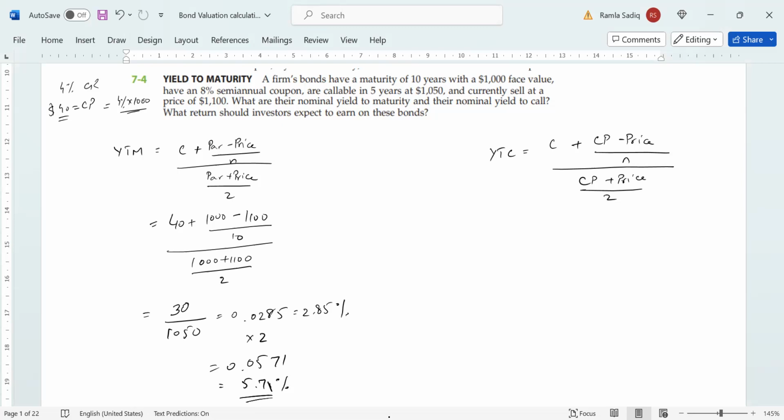Now that we're done with the first part, let's go over to our yield to call. And in our yield to call, we're going to plug in all of our necessary values. So we've got 40 for our coupon payment. Our call price is $1,050. And of course, our current price is $1,100. The call can be initiated 5 years from today. So let's go ahead and put that in as 5, divided by 1,050 plus 1,100 divided by 2. We're going to go ahead and plug that in one by one into our calculator.